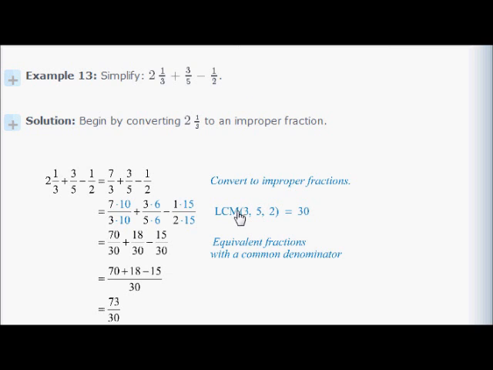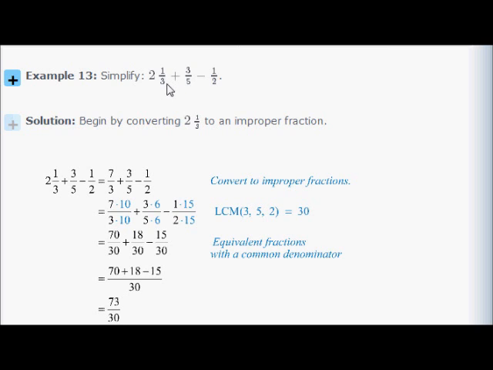Okay? What's the 5 missing? It's missing the 3, and it's missing the 2. So it'll be 5 times 3 times 2, which is 5 times 6, which is also 30. That's good, because that's common. And what's the 2 missing? It's missing the 3, and it's missing the 5. So it's 2 times 3 times 5, which is 6 times 5, which is 30. Okay? So that's how we get these all to our least common multiple, or least common denominator of 30.